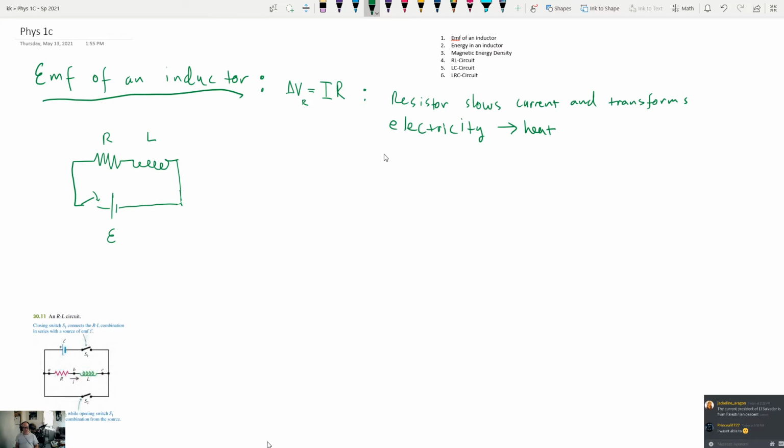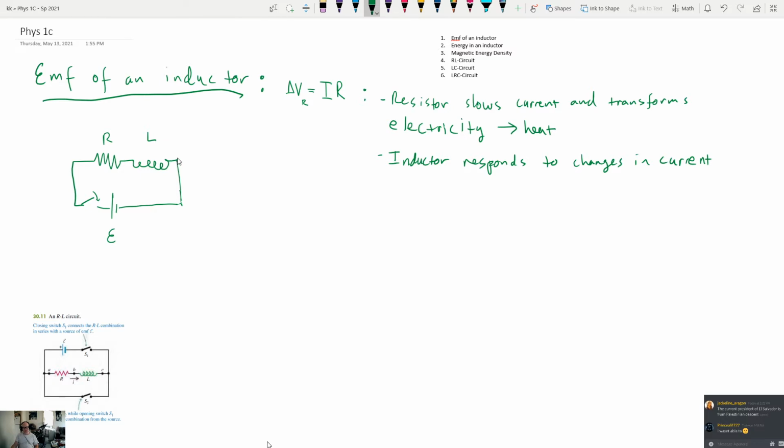Okay, so that's what a resistor does. It slows current and transforms electricity into heat. What an inductor does, an inductor only responds to changes in current. So the resistor does something as long as you have some kind of current. The inductor is only going to do something when you change the current. So once the current reaches its maximum value, the inductor is not really doing anything. Once the current drops to 0, the inductor is not really doing anything.